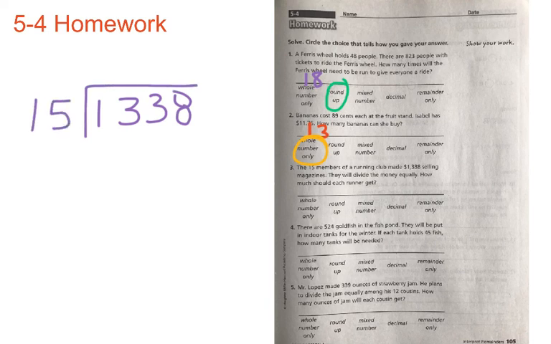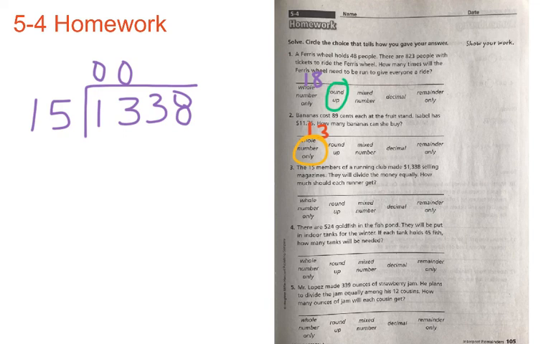The 15 members of a running club made $1,338 selling magazines. They will divide the money equally. How much should each runner get? Well, we have to take the total amount of money that they made, $1,338, and divide that by however many runners. There are 15 runners, so we can start our division here. 15 cannot go into 1, and 15 cannot go into 13, because it's larger than both. How many times can 15 go into 133?